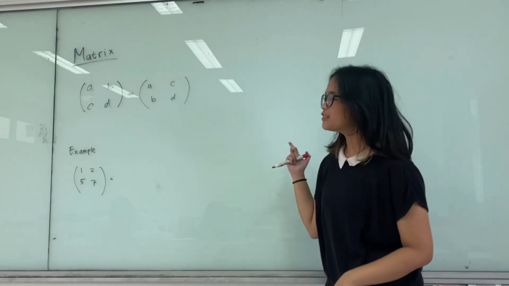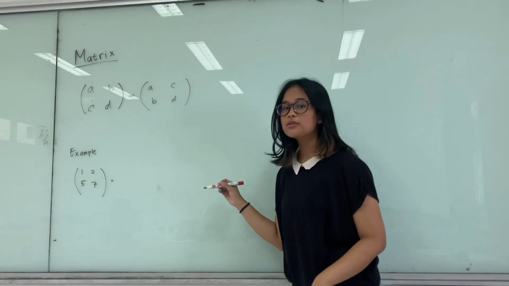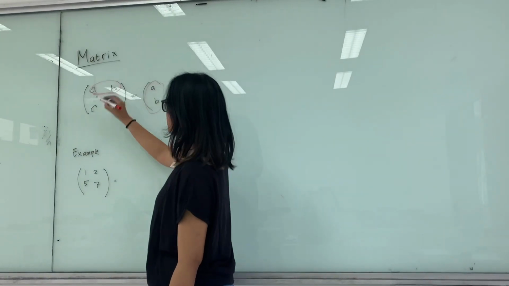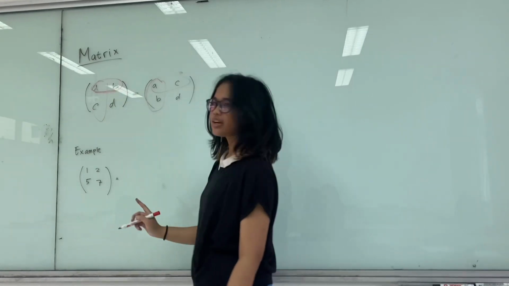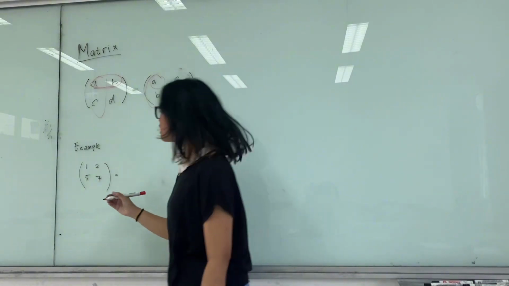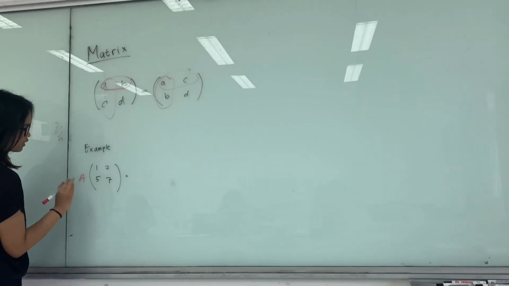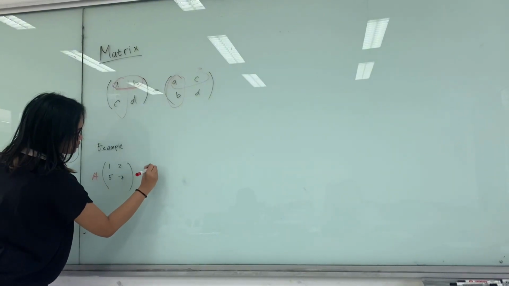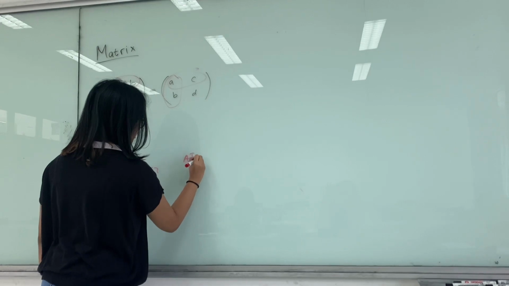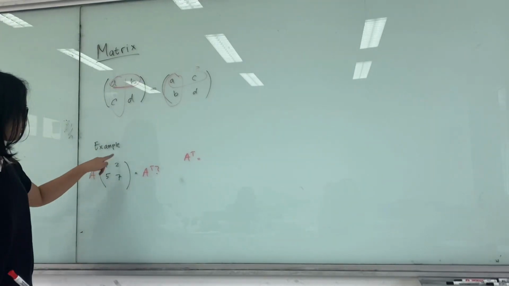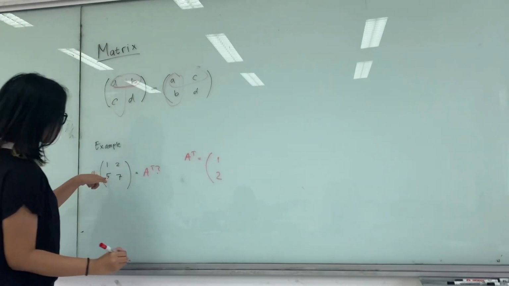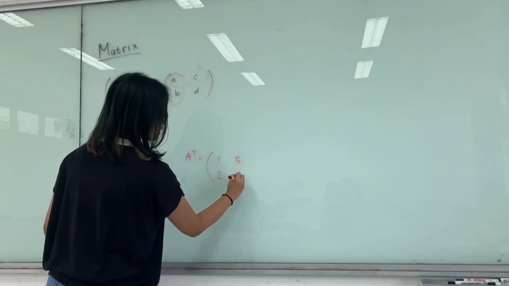So now we're going to talk about transpose. In transpose, the row turns into column and the column turns into row. Okay, for example, there is 1, 2, 5, 7. Let's say this is matrix A. So what is the A transpose? Okay, so how you do it is turn the row into column. So 1 and 2, 5 and 7.